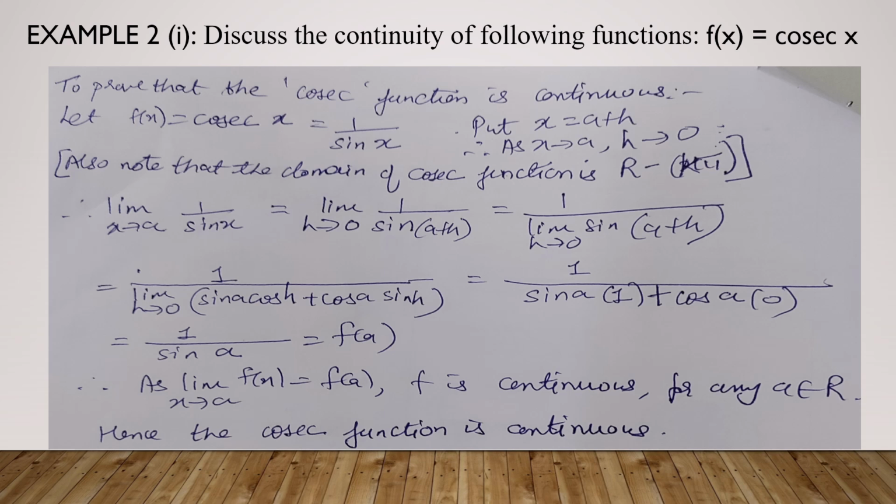Sin a plus b formula you know, sin a cos b plus cos a sin b. So just put that. Now when h is 0, you know that cos 0 is 1 and sin 0 is 0. So this is equal to 1 upon sin a, which is nothing but the value of the function at a, which is equal to f of a. So what we have shown is limit x tends to a, f(x) is equal to f of a. So f is continuous for any a, and this a is an arbitrary real number. So f is continuous for any a belongs to R. Hence the cosec function is a continuous function.